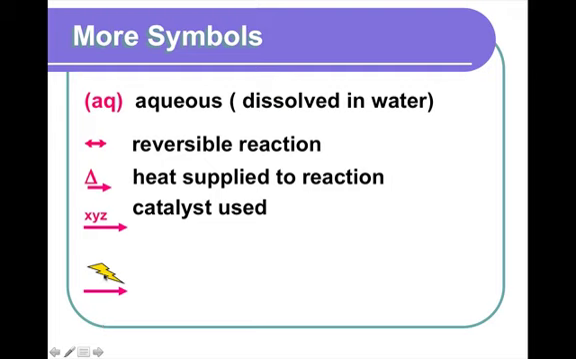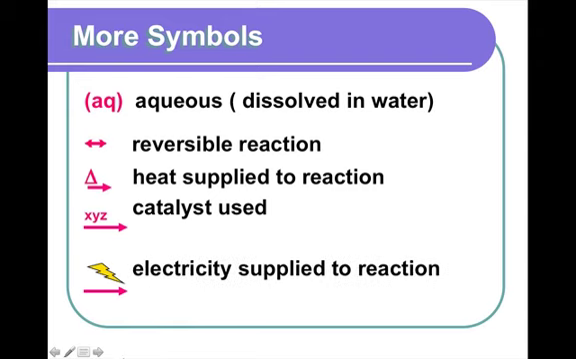And a little charge mark like that means, guess what? Electricity is being supplied to the reaction. We can actually hook up a battery with some electrodes and put those electrodes down in the chemical solution and cause chemical change to happen.